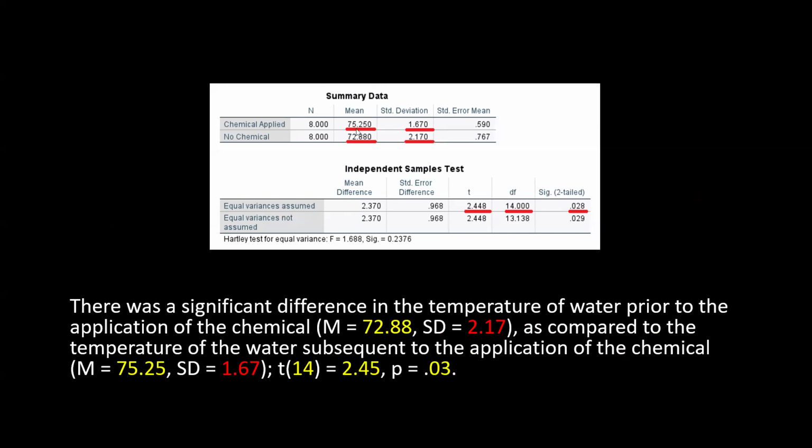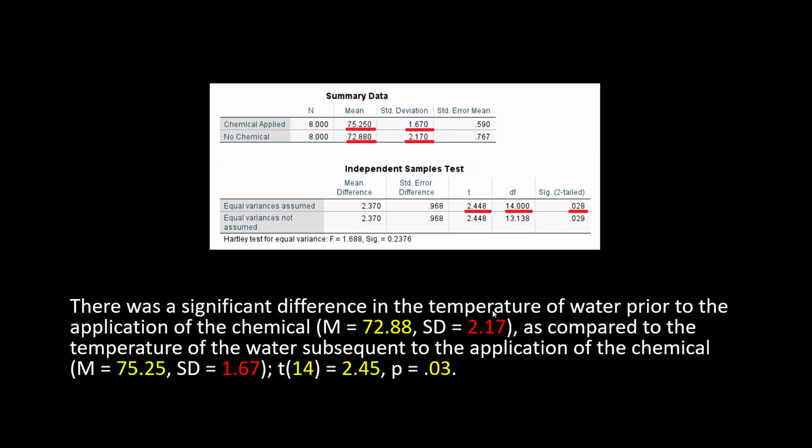So this is what we're looking at here. Here's the chemical applied. Here's the chemical not applied for the mean, for the standard deviation. We're going to assume equal variances because our sample sizes were the same. We have our t-value, our degrees of freedom, and our p-value, which is less than 0.05, and we're going to round each of these values to 2 significant figures. And we're going to state our findings.